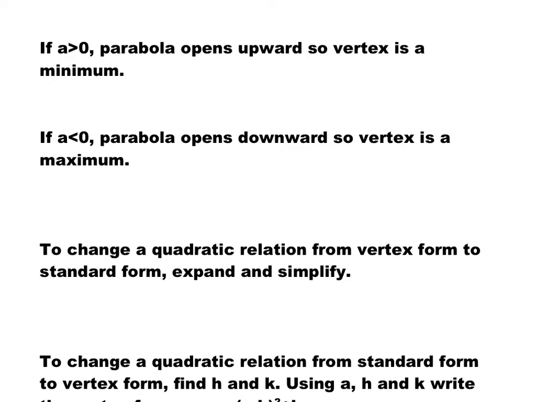Just to recall, for a quadratic equation in any form, standard, vertex, or X-intercept form, for the value of a, if a is positive, meaning the leading coefficient is positive, the parabola opens upward. This means your vertex, which is either a maximum or minimum, becomes a minimum. If a is less than 0, the parabola opens downward. This means the vertex automatically becomes a maximum.